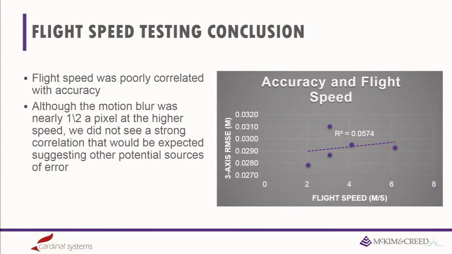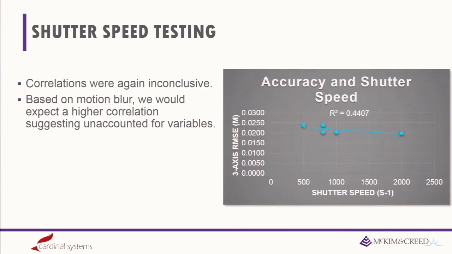The next variable was the flight speed, and the spread on the motion blur from that was around 0.2 pixels up to a little over half a pixel. So that's how much motion blur was in there between those different flight speeds. But interestingly enough, you can see that the correlation was very little. The amount of error that actually introduced was pretty minimal.